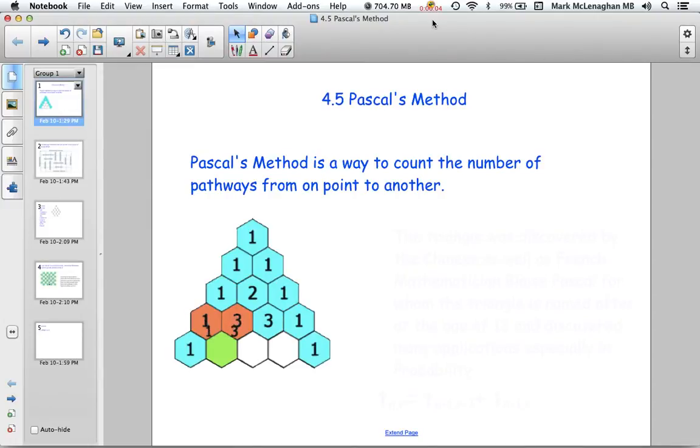Alright, so today we're going to continue looking at Pascal's triangle, doing Pascal's method. If you want to take a moment, you can just watch the animation of the triangle. So we're recalling that if we add the two numbers above, we get the number below. This will be very handy for today's lesson.